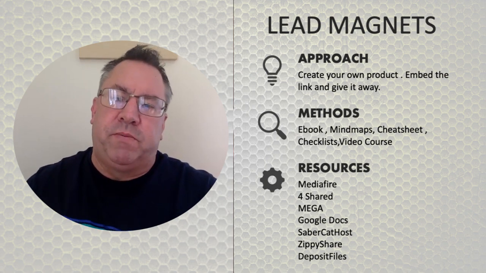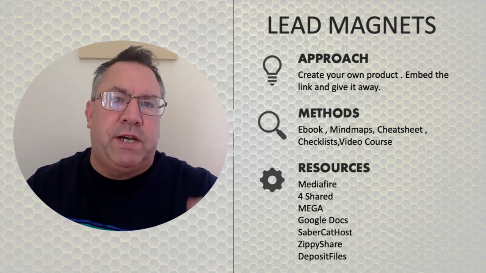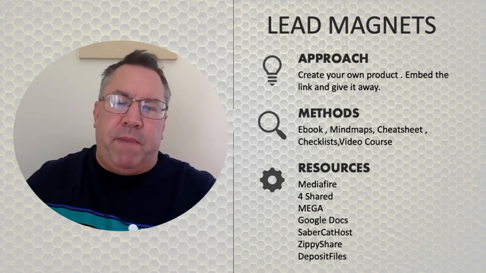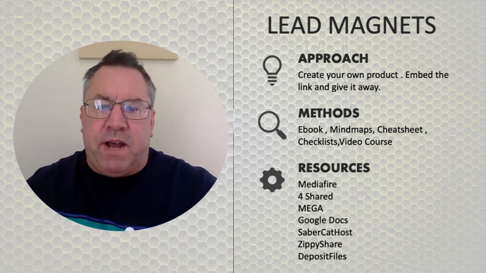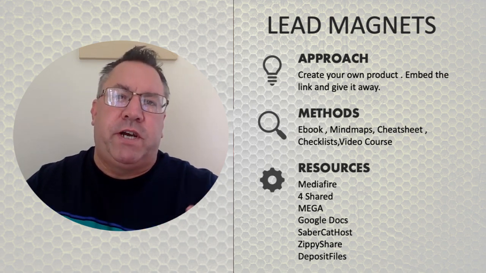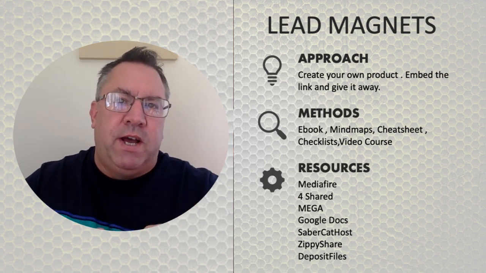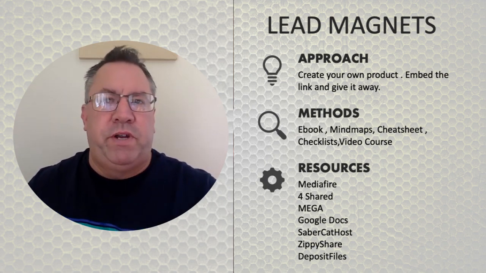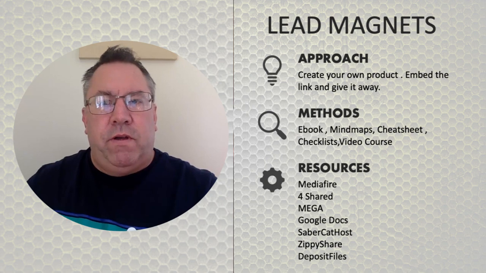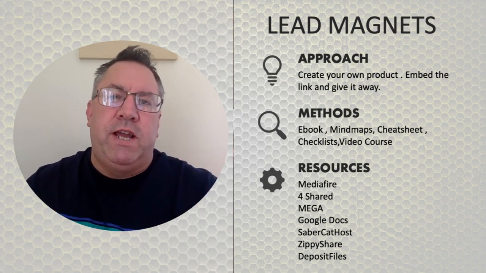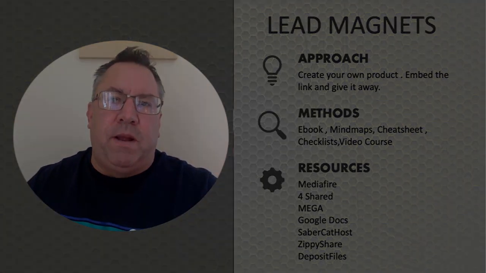So the way that you can do this when you're first starting out is you can just upload them to some of these free document sites and then just provide them the link. So things like Mediafire, 4Shared, Mega, Google Docs, SaberCatHost, ZippyShare, DepositFiles, all of these different types of sites will allow you to upload a document and then just provide a link to somebody and they can go ahead and download it. So super easy to set up. So if you are first starting out, really consider using a lead magnet as a thing that you actually promote to people first, not just the Clickbank link.